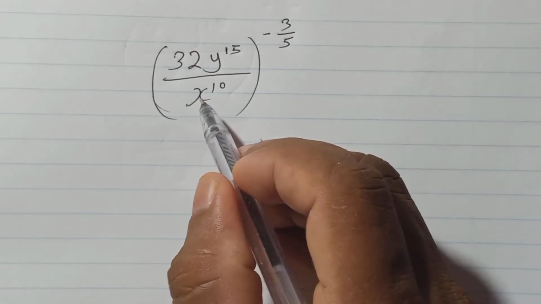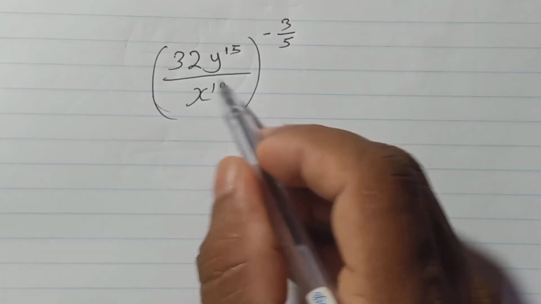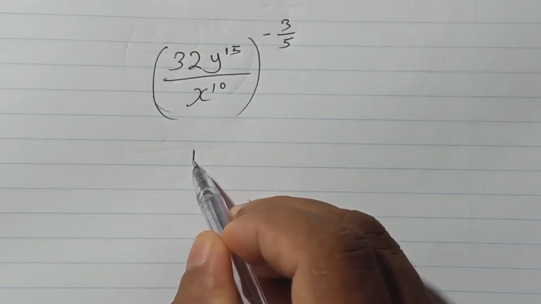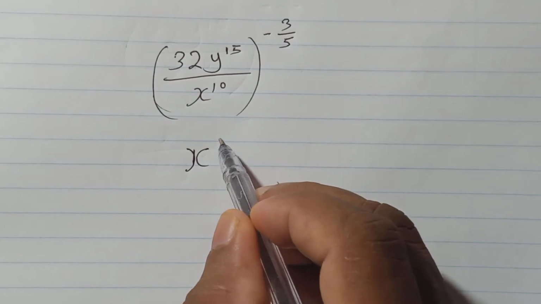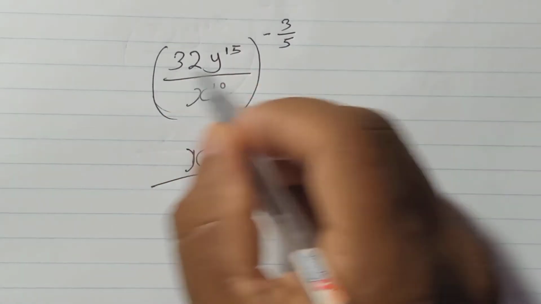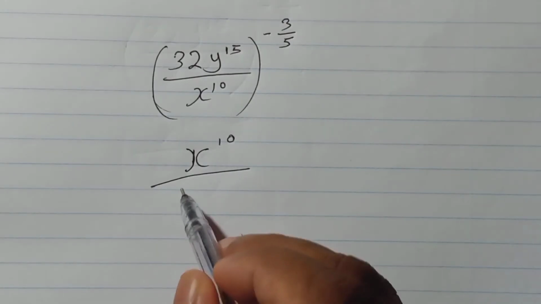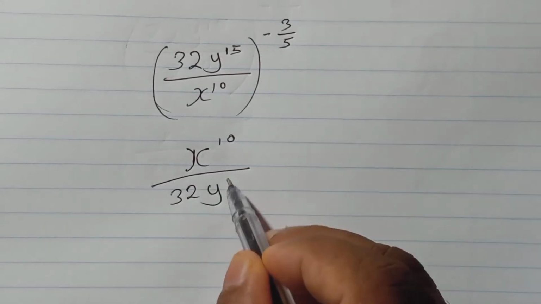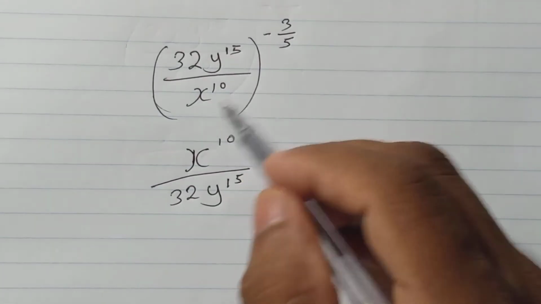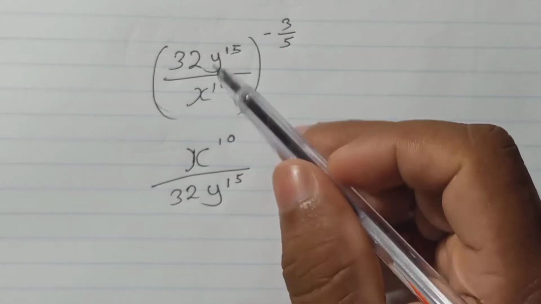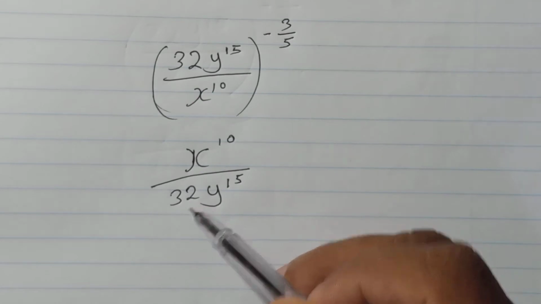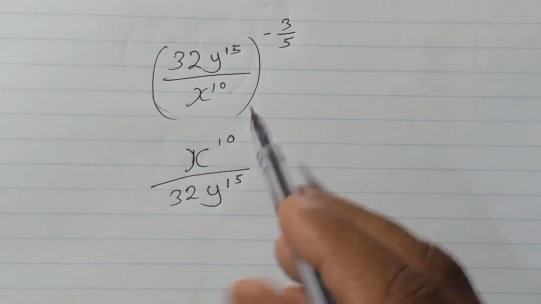Now I will bring this x to the power 10 up. Here it is in the denominator, now I will put it into the numerator. That means here I will put x to the power 10, and this I will bring to the denominator. Here will be 32 y to the power 15, right? Simply, I changed the numerator to the denominator and the denominator to the numerator, like this.